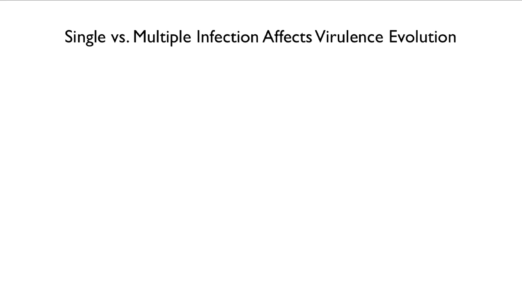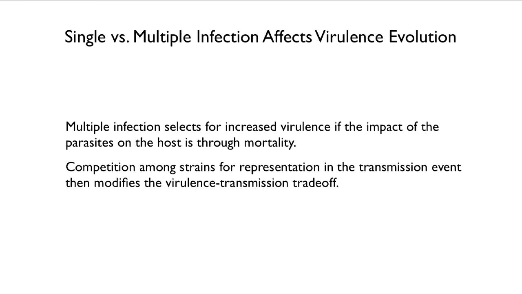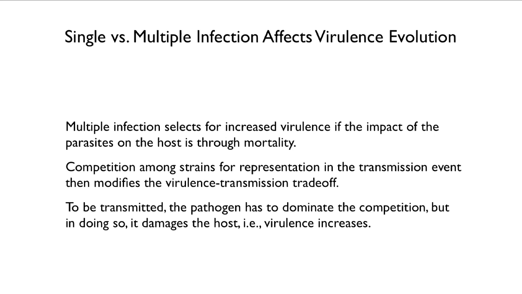The next thing affecting virulence evolution is whether the infection is single or multiple. If you look at it from the pathogen's point of view, basically what we're saying is, am I in here by myself, or am I in here with some competition? Multiple infection, that is being in there with the competition, selects for increased virulence if the impact of the parasites on the host is through mortality. What's going on there is that the different strains are competing to be represented in transmission. And that is changing the virulence transmission trade-off in the following way. To be transmitted, the pathogen has to dominate the competition. But in doing so, in order to dominate the competition and make itself more frequent, it has to damage the host more. And therefore, virulence increases and the host dies sooner.